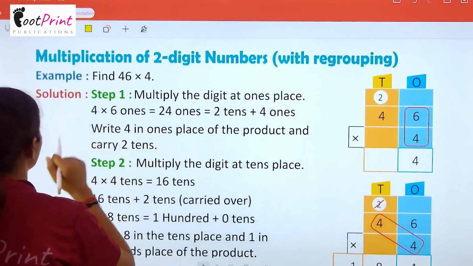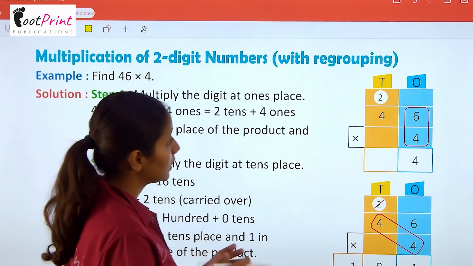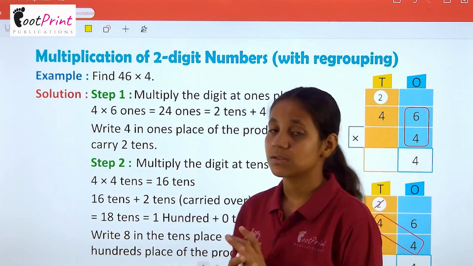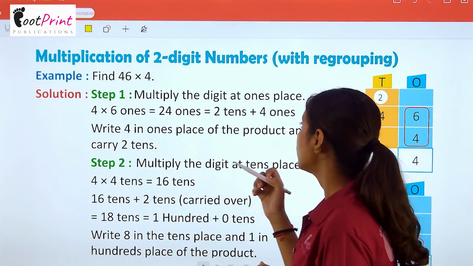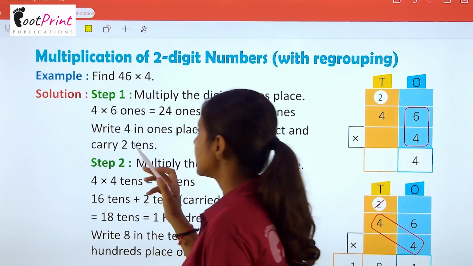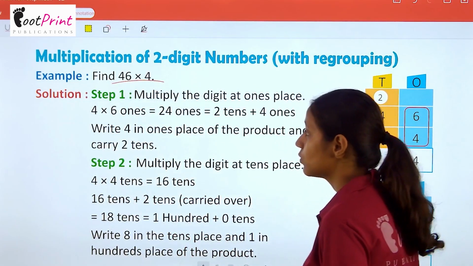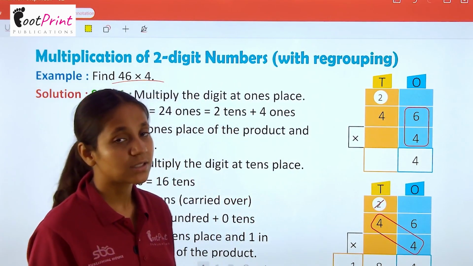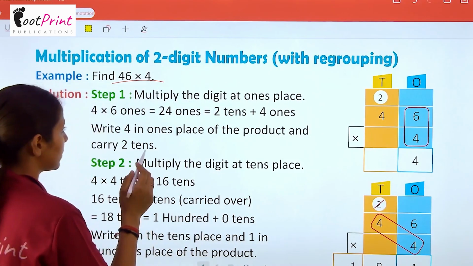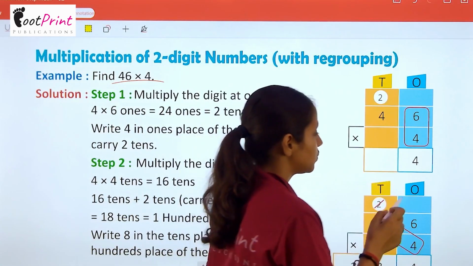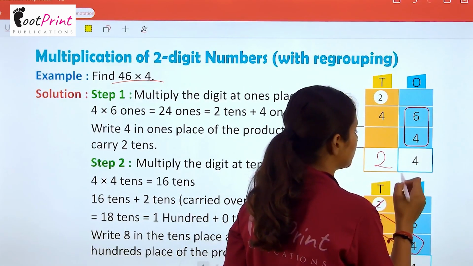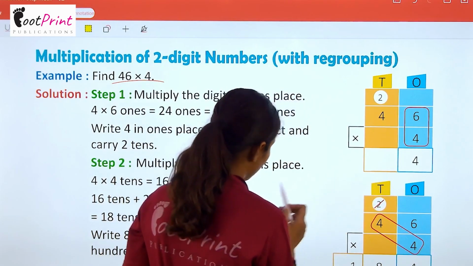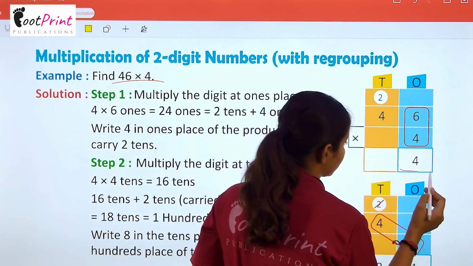Now multiplication of 2-digit number with regrouping. So regrouping is also a very interesting concept. So let's do the multiplication of a 2-digit number with regrouping. Example is 46 multiplied by 4. Okay, so what does step number 1 say? The very first step says that start the calculation from ones place. So multiply the digit at the ones. 6 4s are 24. But we will not write here 2 and 4. We will write this 2 as carried over to the tens place. So 4 is written here and 2 is written here.